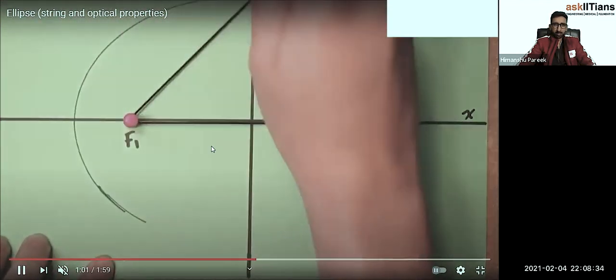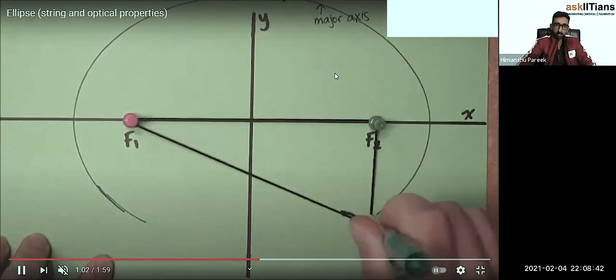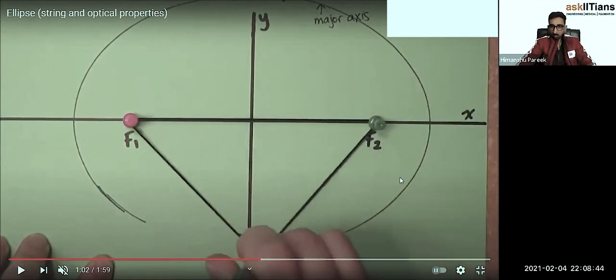See, at any place, the length from this point to here and the length from this point to here will be constant. Anywhere you take, because the thread length is constant. So that is what an ellipse is, and that's what Kepler had to say.